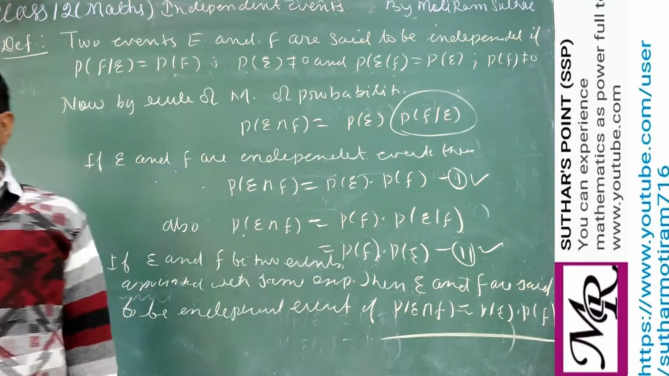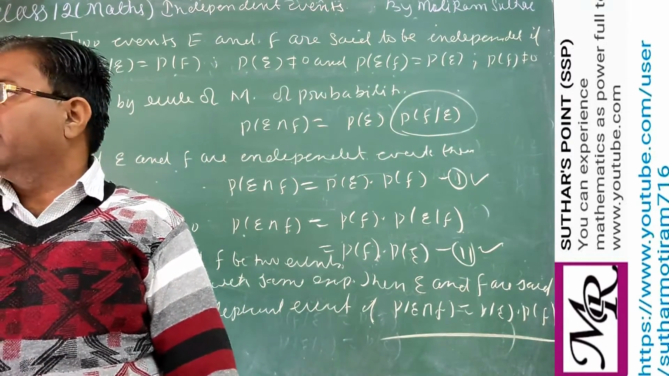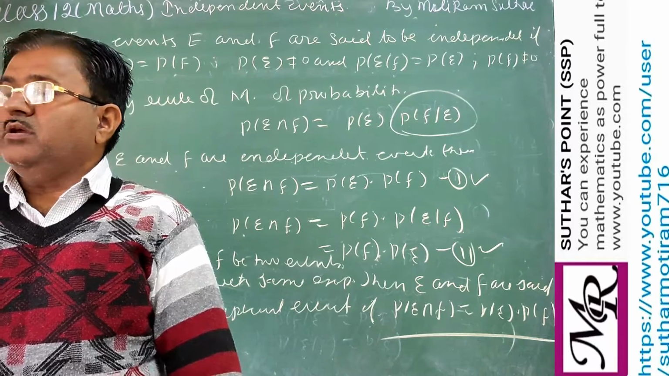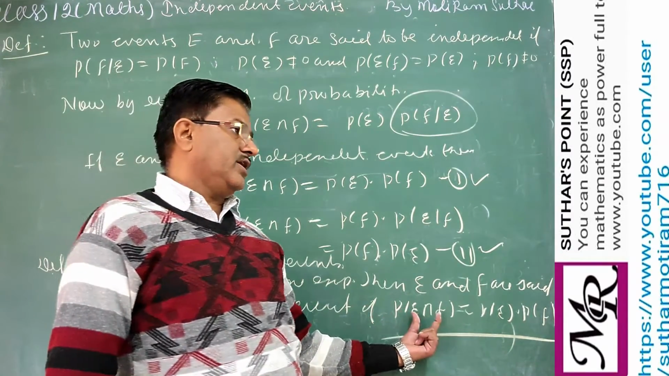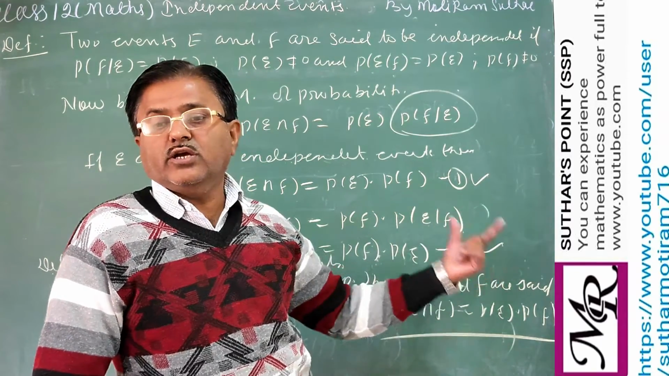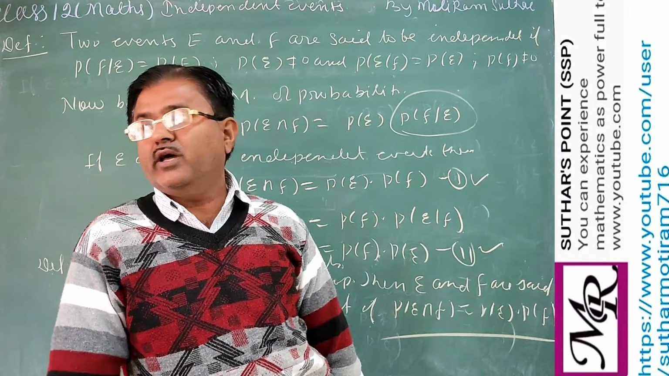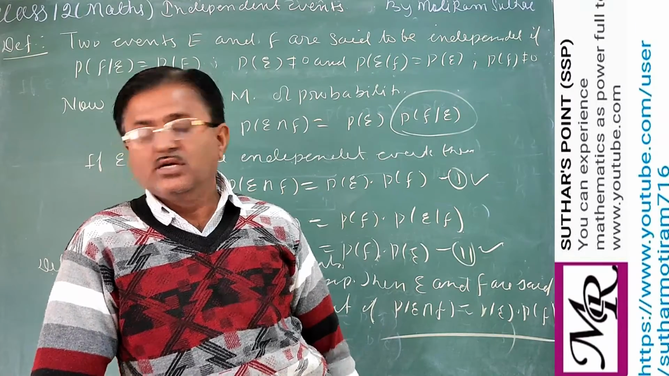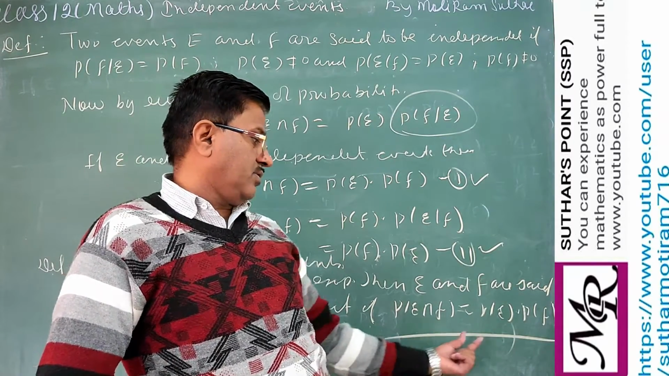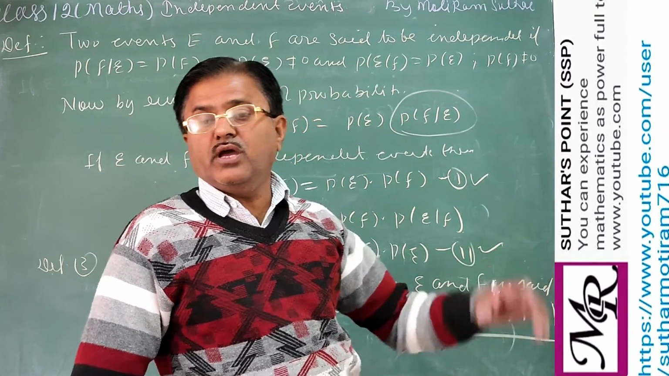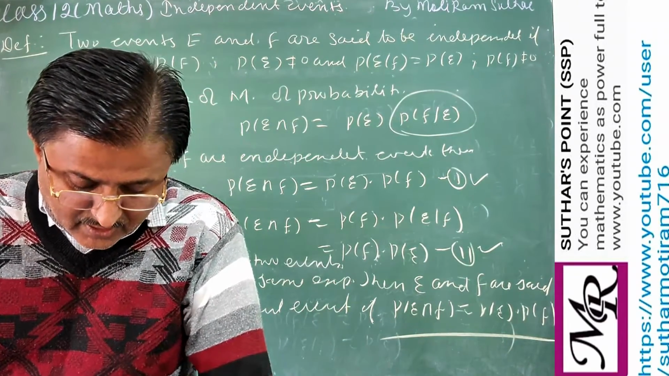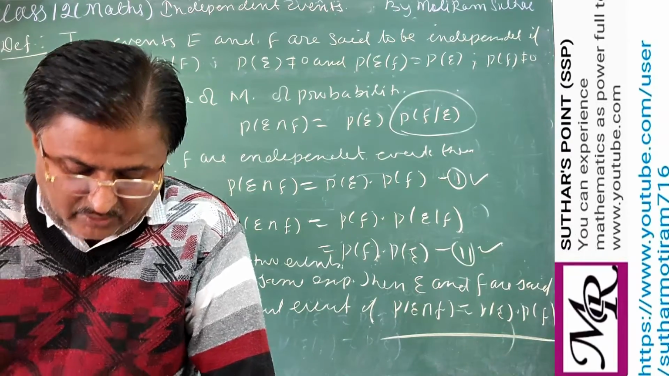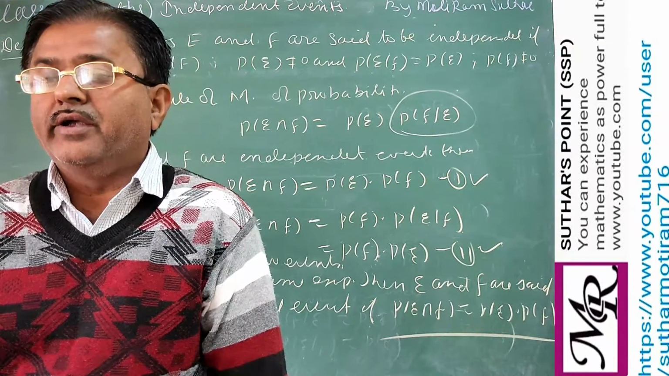So this is a very important formula. We have to check whether P(E ∩ F), the probability of two events happening simultaneously, is equal to the product of the probabilities of their individual events, P(E) into P(F). If both are equal, then we can say the events are independent, otherwise they are dependent.